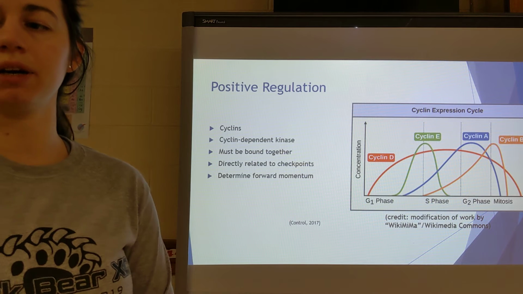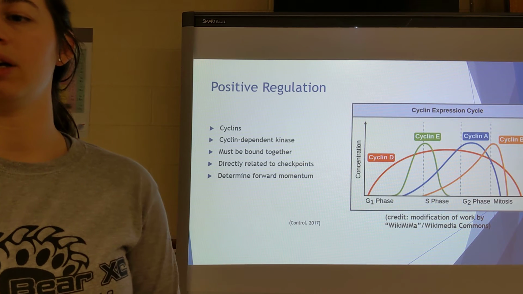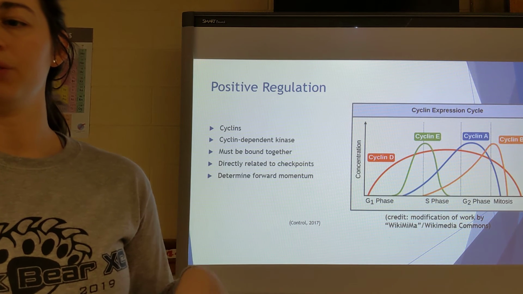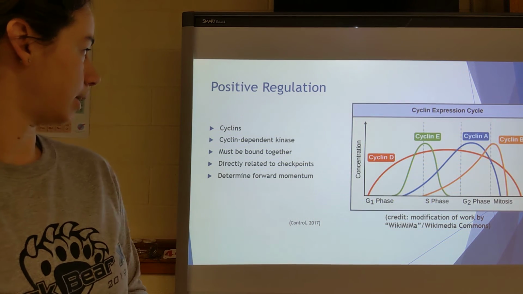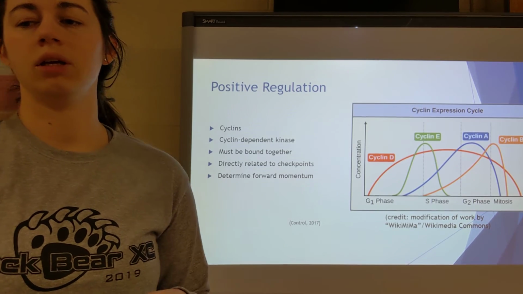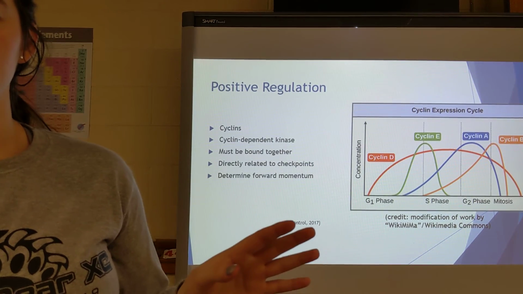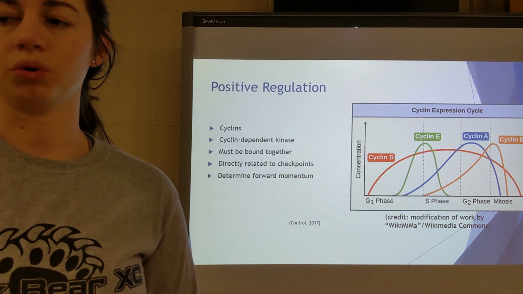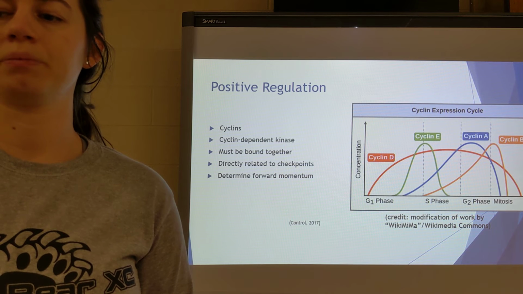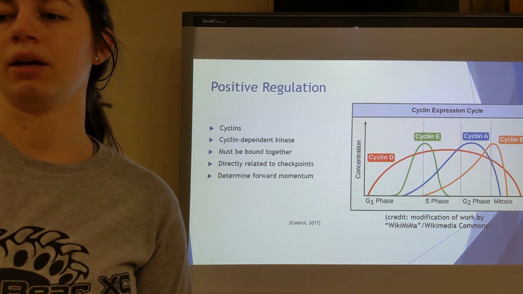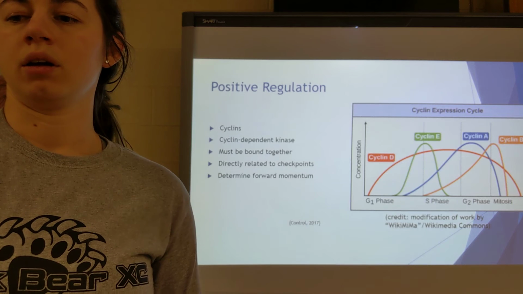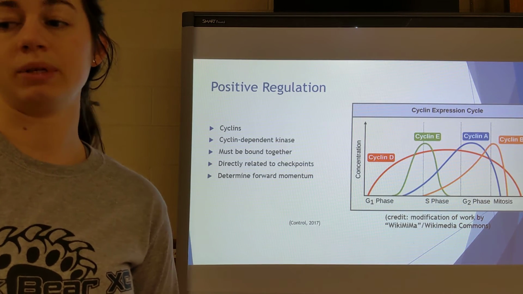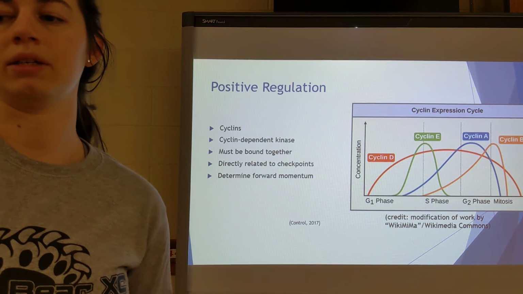There are two kinds of positive regulators. There are the cyclin and then the cyclin-dependent kinase. And in order to work properly, they must be bound together. So the cyclins have to be bound to the CDKs in order to work. This activates them, and they must be fully activated and phosphorylated in a specific location for their mechanism to work.